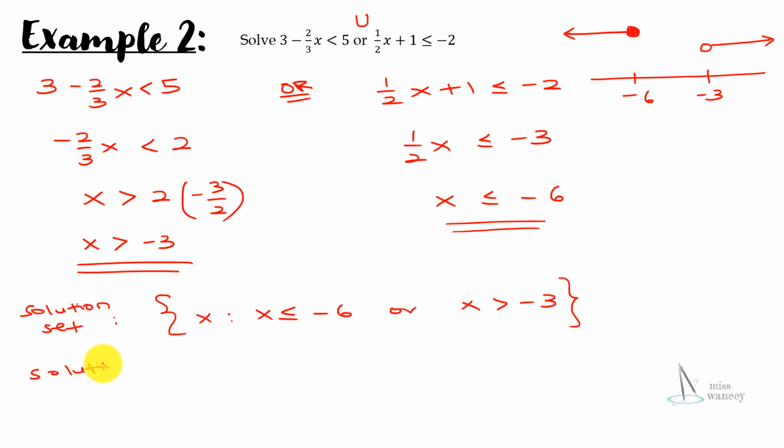For solution interval, okay, so we're going to start from the left hand side here. So that is negative infinity up until negative 6 square bracket, union with negative 3 up until infinity.